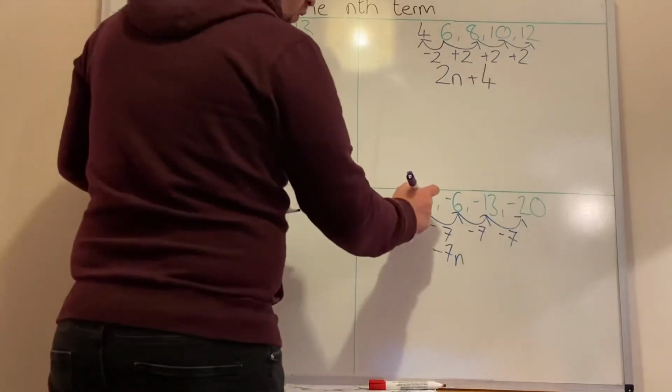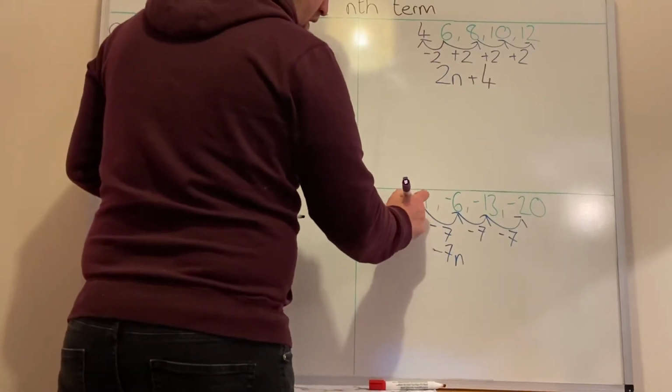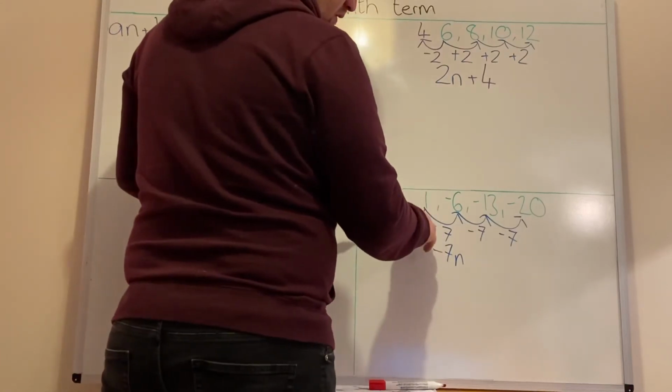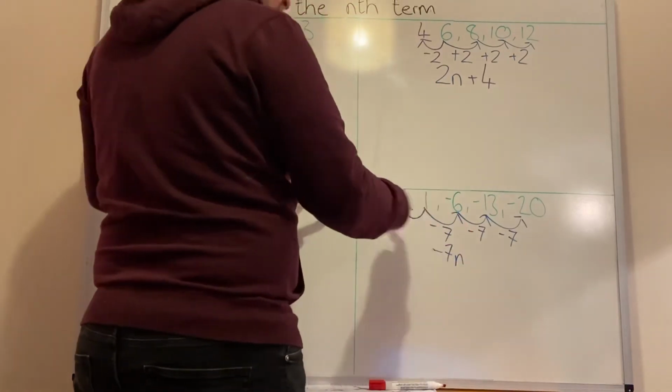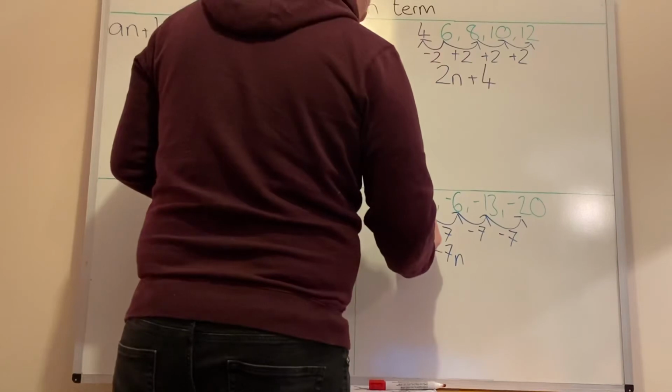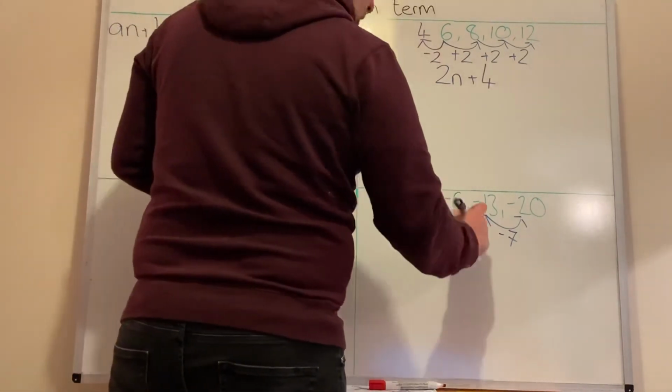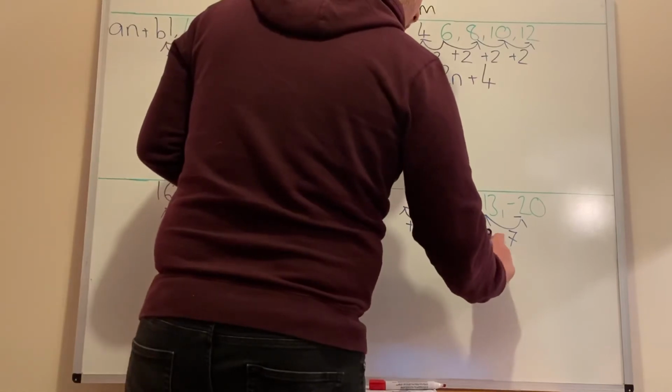Again, we need to find out what term would be in front of the first term. So if we go this way, we minus 7. If we go in the opposite way, we add 7. 1 plus 7 is 8. So it's minus 7n plus 8.